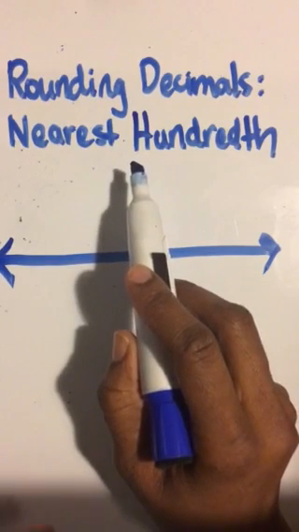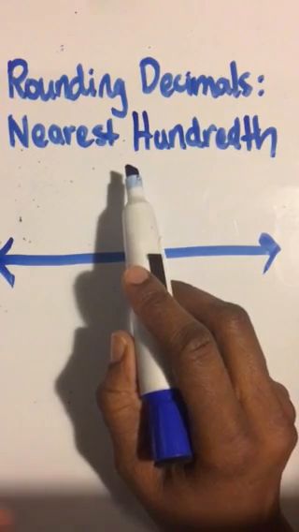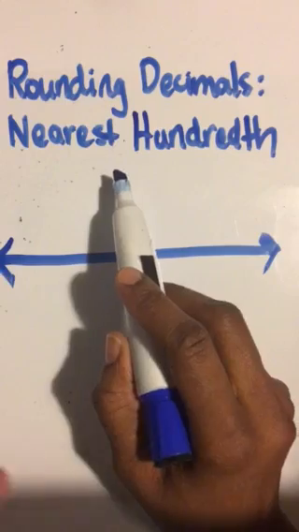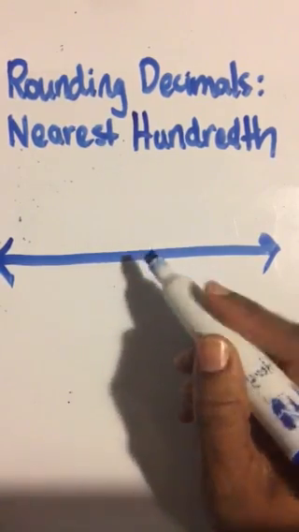If you say a whole number, then you probably rounded it to the nearest whole. If you say a tenth, then you probably rounded it to the nearest tenth. Your last word should be hundredth.